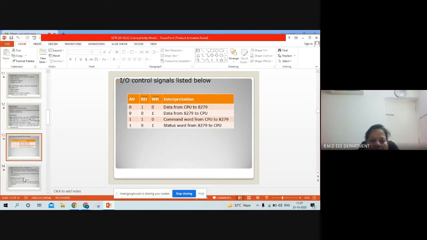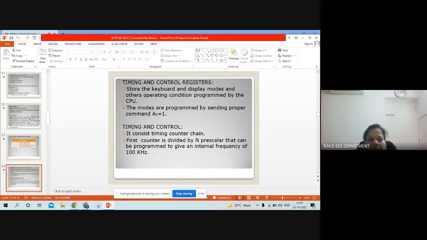depending upon the signals. And then the timing and the control registers are functioning based on the values of the signal in the line A0. A0 equal to 1 means the device is getting ready to be programmed by properly writing the command word by means of the processor. Then the timing and control unit consists of counters, which are used for dividing the internal clock frequency, which is required for the appropriate function to happen.